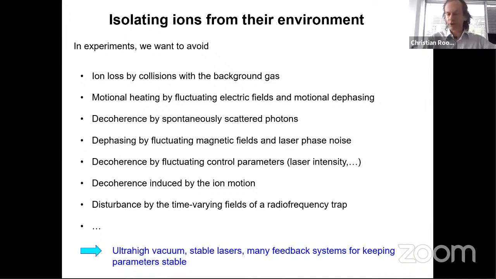Then there can be decoherence by fluctuating control parameters, like, for example, the laser intensity or the direction to which a laser is pointing. We can have decoherence that is induced by the ion motion, and this is the reason why we would like to cool the ions to temperatures as low as possible. And finally, we also have to take into consideration the disturbance by the time-varying fields of a radio frequency trap if we use an RF trap and not a Penning trap for trapping particles. So in summary, what we need is ultra-high vacuum, stable lasers, and many, many feedback systems for keeping these parameters at a relevant state.